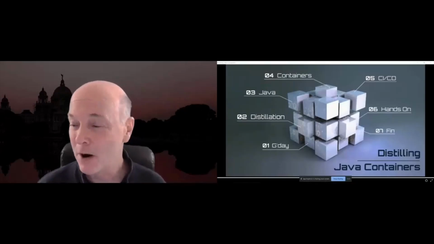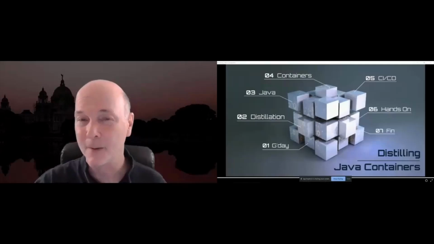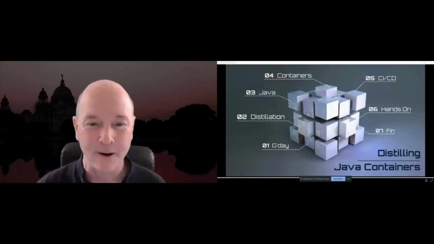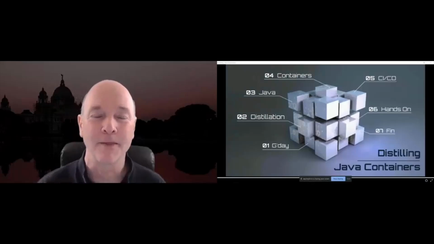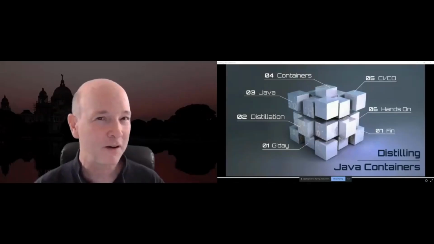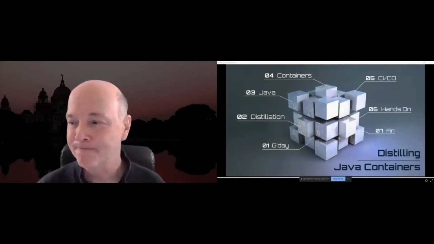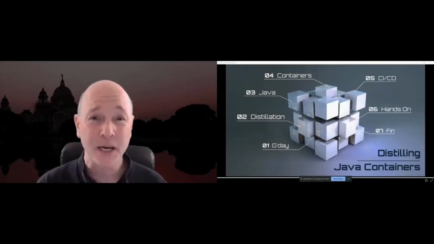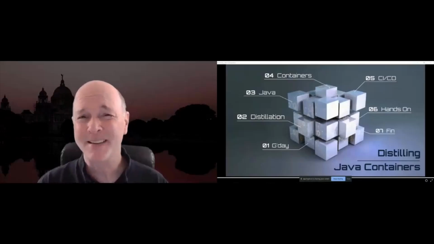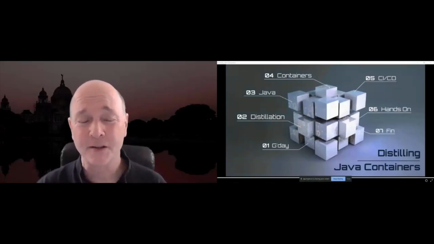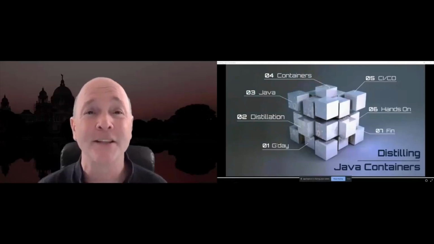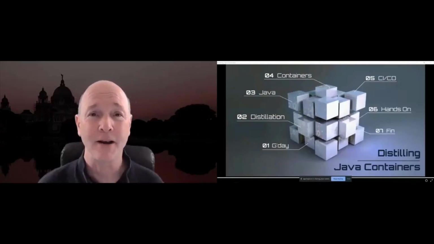We're going to be walking through a couple of these points that I have on the screen here. Distilling containers. I'm going to talk about this idea of a distillation pattern. We're going to talk about Java and the challenges of getting Java inside of a container. We're going to talk about containers themselves. A little bit about CI/CD, not much, but the majority of this is going to be showing you a hands-on example that you can run by yourself.